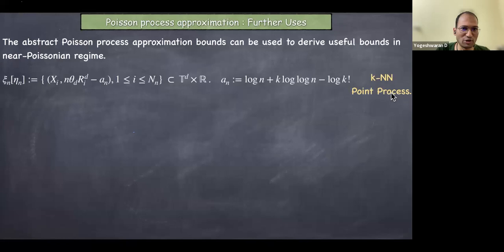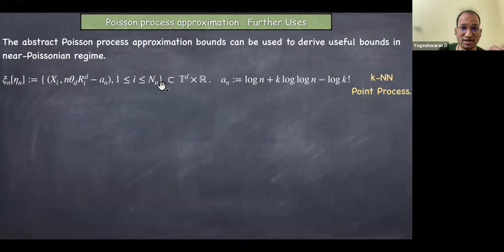So what other applications one may think of is the following. What we have is the Poisson process approximation, but in fact, because you have a rate of approximation, you can also derive results near the Poissonian regime. That is, when it is not actually a Poisson process, but close to a Poisson process. Still, you can use these rates of approximation to get something more than you get in a Poisson process approximation. For example, we took this point process, right? And the scaling was this. We looked at this point process with a suitable scaling and we showed it converges to a Poisson process.